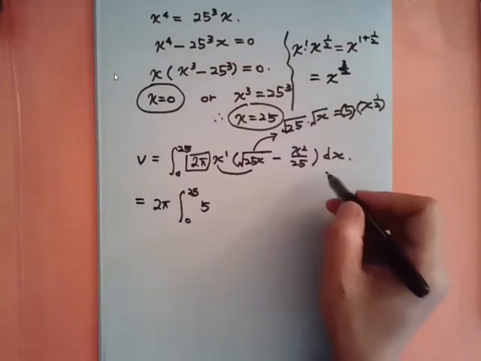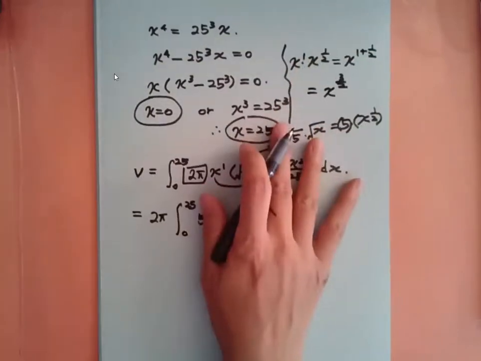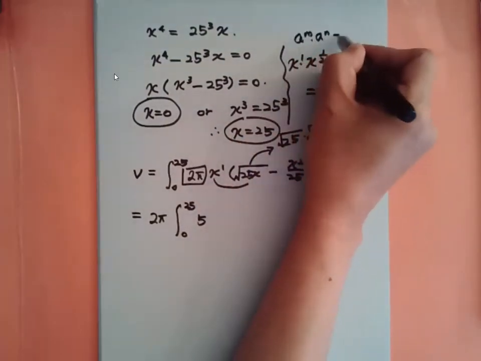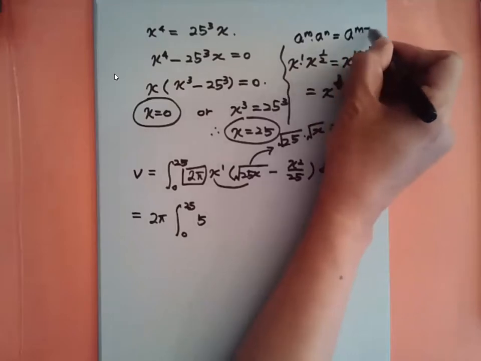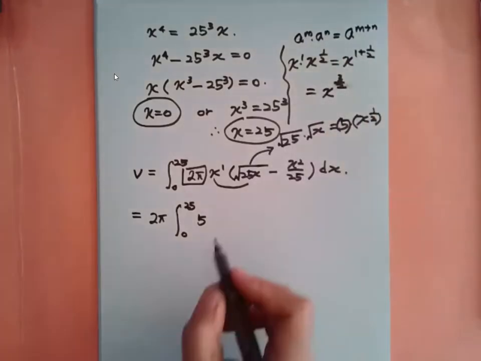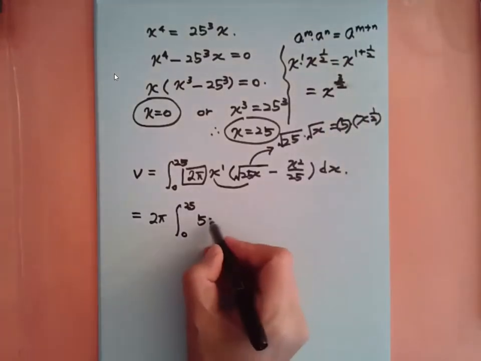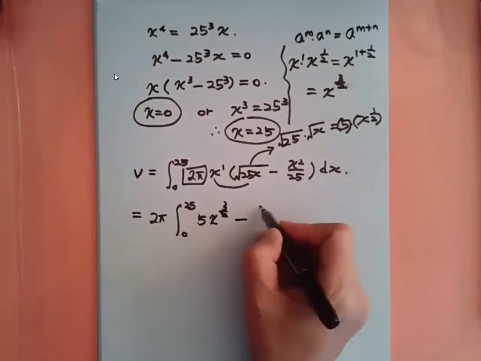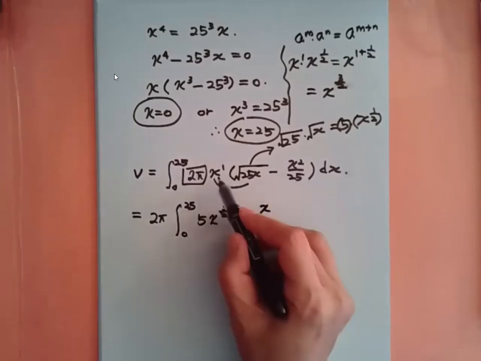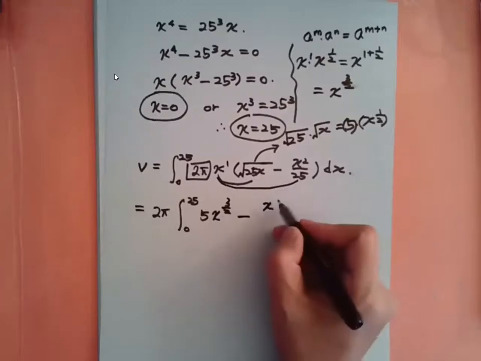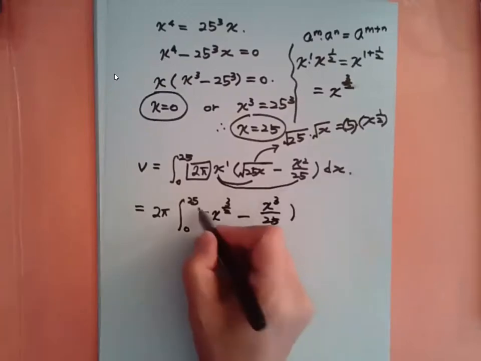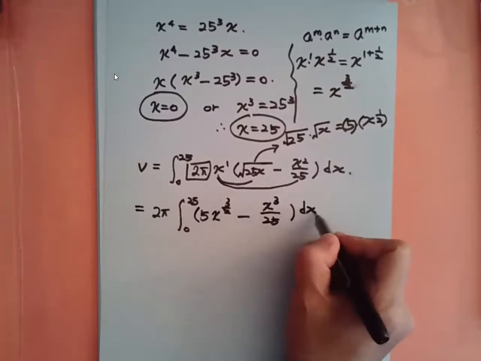The formula I used was a to the m power times a to the n power is a to the m plus n power. 5 times x to the 3 over 2 power minus x cubed over 25, we distribute like this, dx.